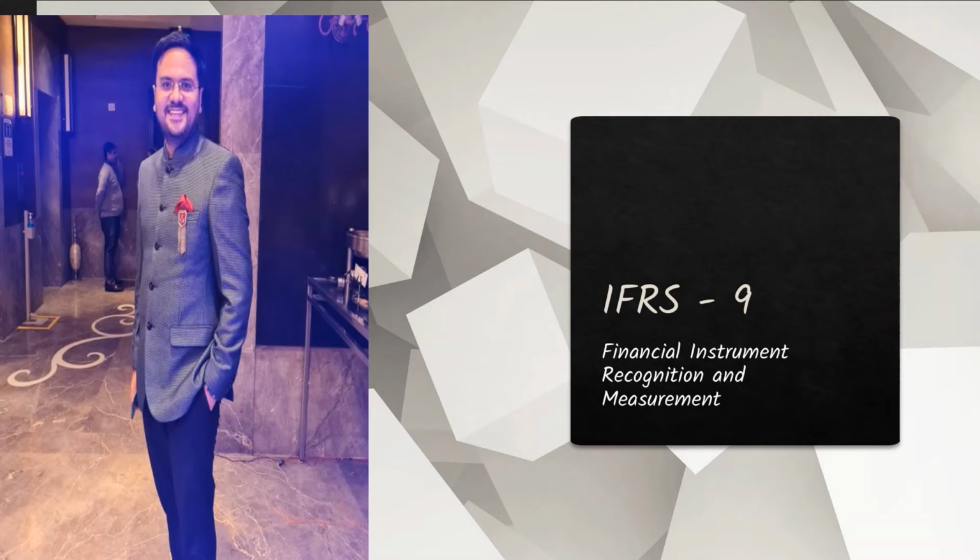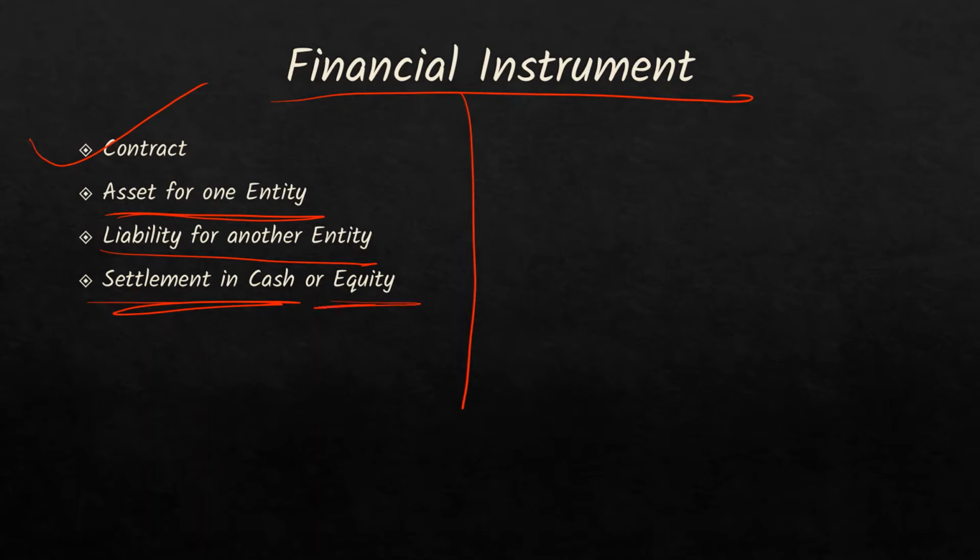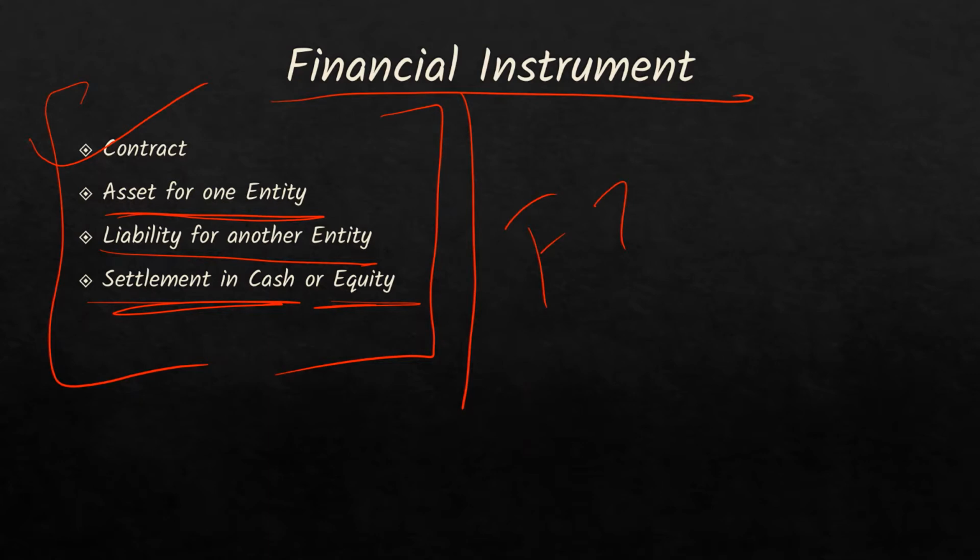Everyone, in this video you will be learning recognition of financial instruments, that is, when to recognize a financial instrument in your books. In the last video, we learned about financial instruments. Just a quick recap: a financial instrument is a contract that gives rise to an asset for one entity and a liability for another entity, and the net settlement is in cash or equity. Whatever satisfies these four conditions falls under the purview of financial instruments. That we have studied up till now.